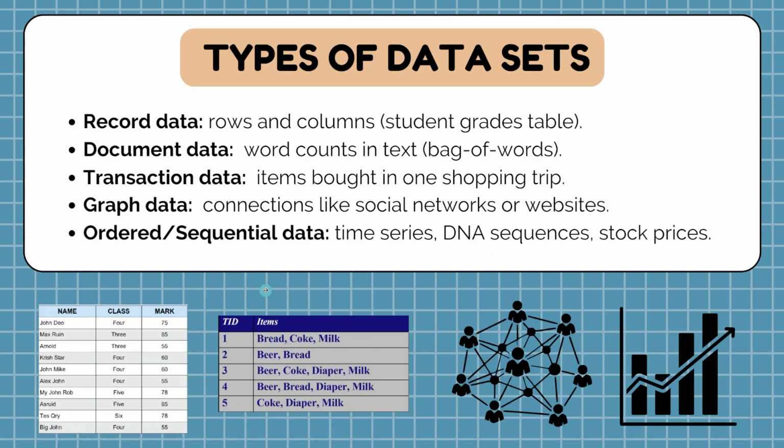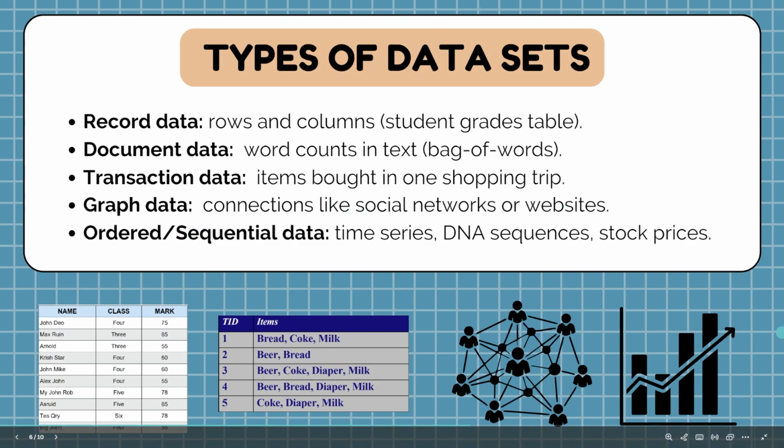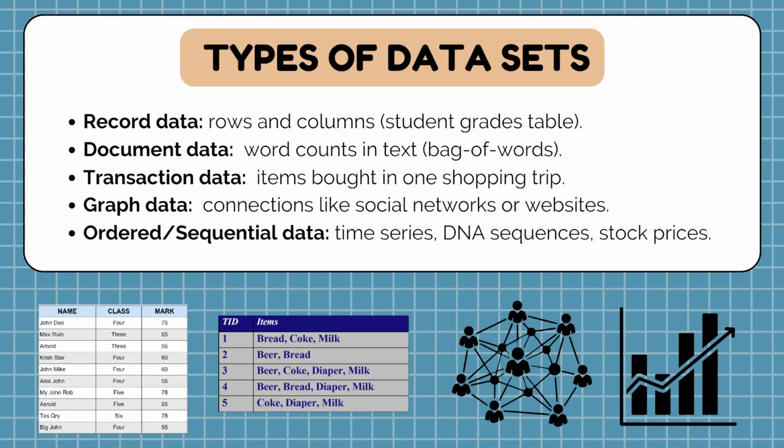Going into graph data, these are connections, like a social network or website. And the last one is ordered or sequential data, which includes time series, stock prices, or DNA sequences. So depending on the field, we can face very different data structures.